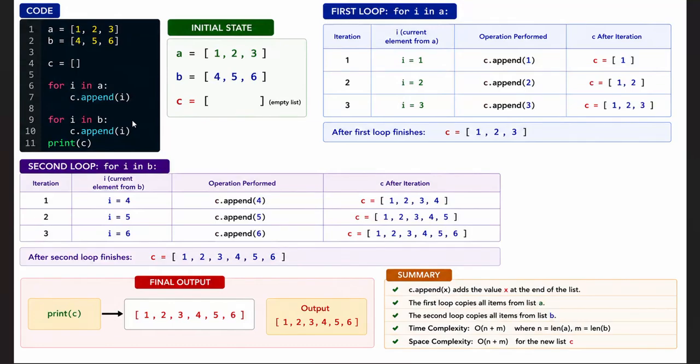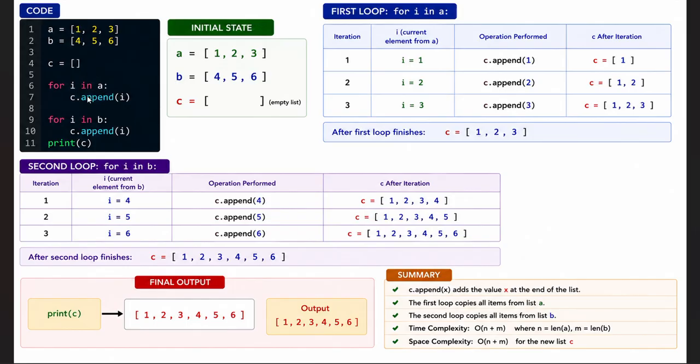Hello everyone, in this video I am going to explain the most repeated interview question, which is to merge two lists without using any built-in function. Here we have two lists, a equal to 1, 2, 3 and b equal to 4, 5, 6, and here we have created an empty list c to store the merged result.